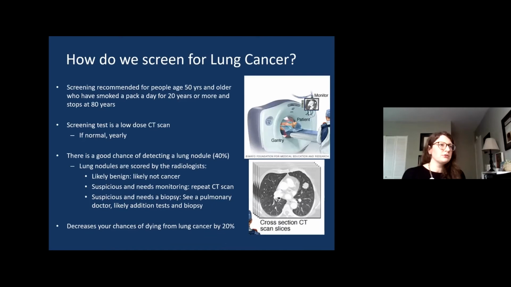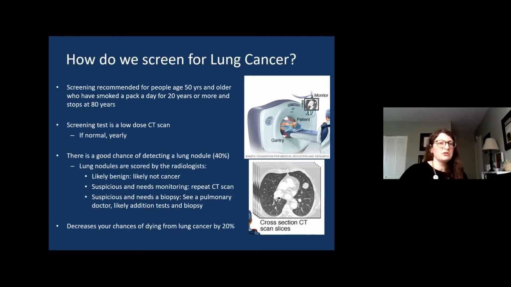So how do we screen for lung cancer? Lung cancer is a little bit different than colon cancer. In lung cancer, we know the advantage for screening is only in a high-risk population. So we don't screen everyone for lung cancer. We only screen people who are at high risk. These include people over the age of 50 who have smoked for at least 20 years, and it stops at the age of 80. And the test for lung cancer screening is called a CT scan.